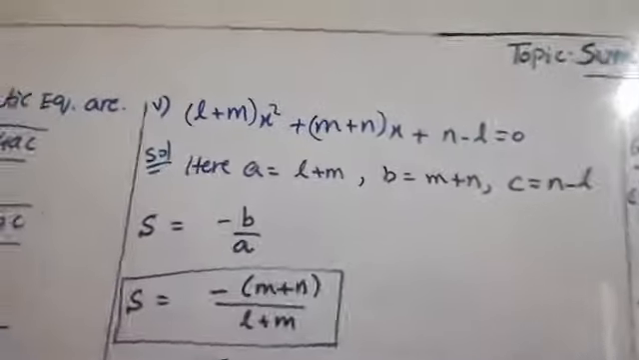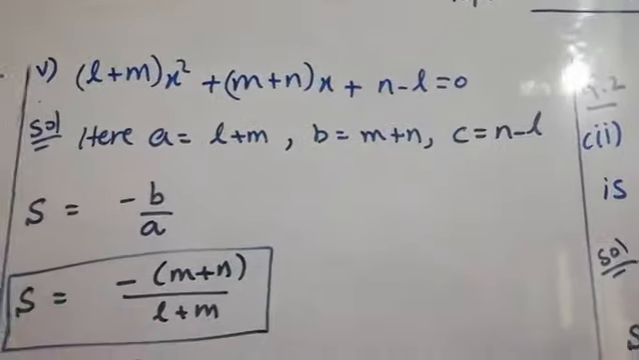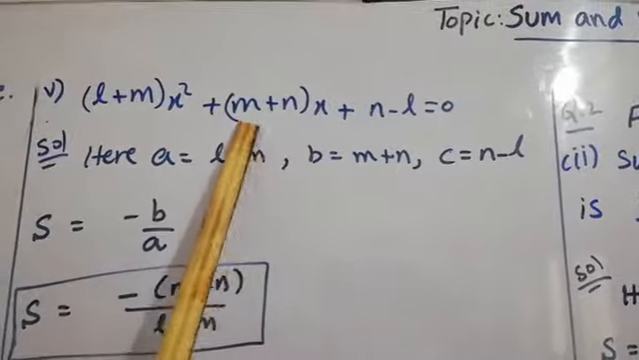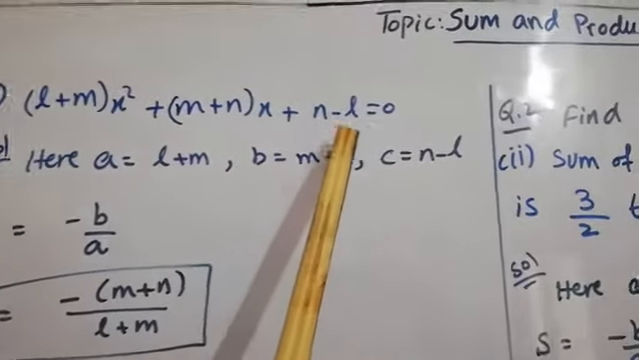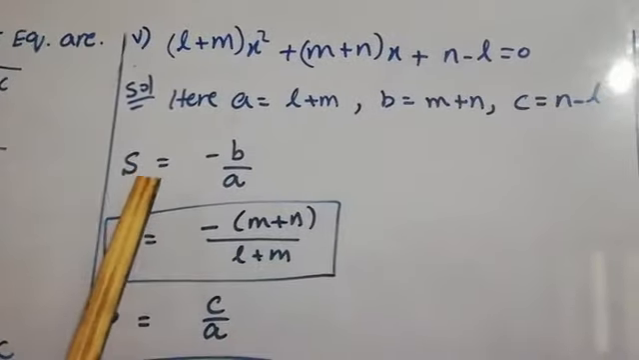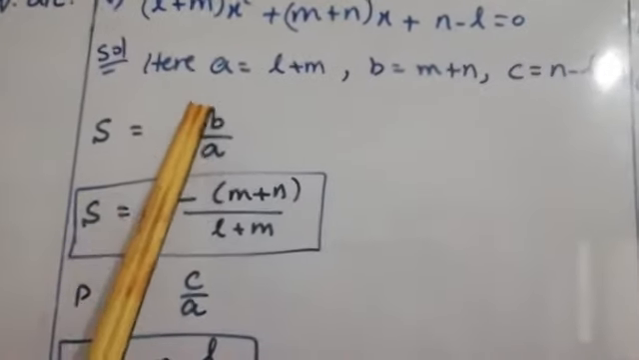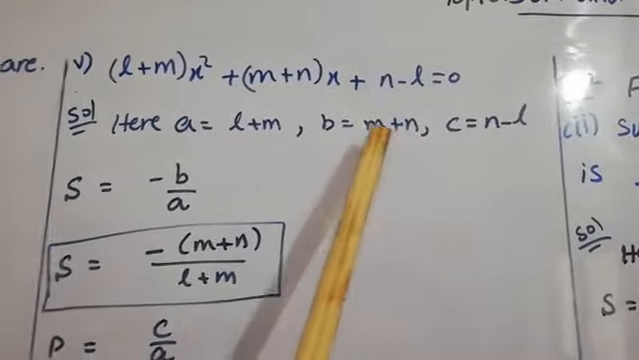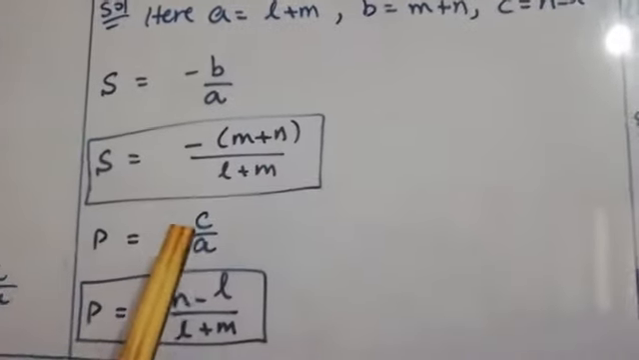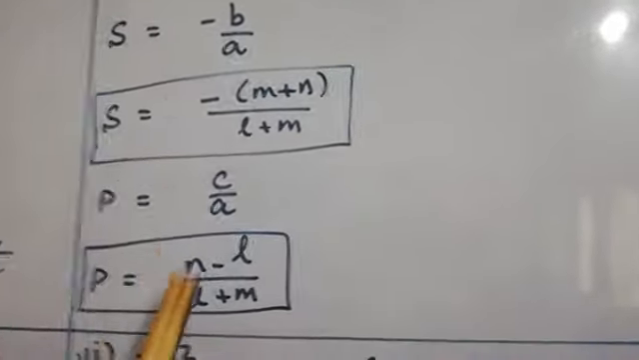Move to part number 5: l plus m x square plus m plus n x plus n minus l equals 0. Here this is the coefficient of x square, so this is the value of a. This is the coefficient of x, so it will be b, and this is the constant value, so it is the value of c. Again, sum of roots, s or alpha plus beta, equals minus b by a, so minus m plus n by l plus m. And product equals c by a, so we write the value of c, minus l, divided by l plus m. These are the answers.